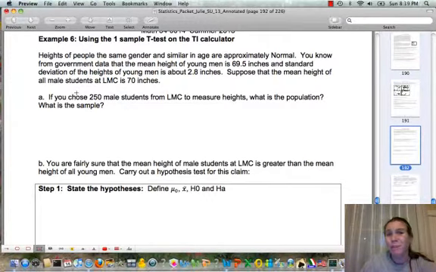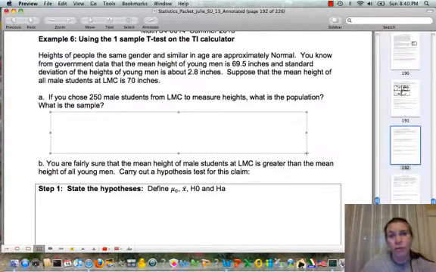Heights of people the same gender and similar in age are approximately normal. You know from government data that the mean height of young men is 69.5 inches, and the standard deviation of the heights of young men is about 2.8 inches. Suppose the mean height of all male students at LMC is 70 inches. So if you choose 250 male students from LMC to measure heights, what is the population that you're using to compare them to, and what is the sample?